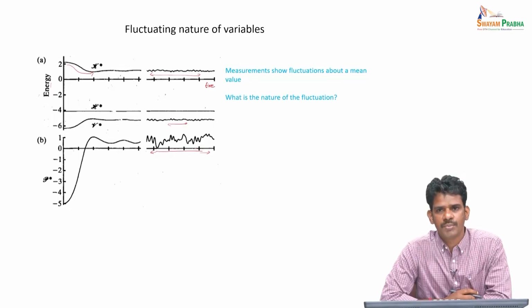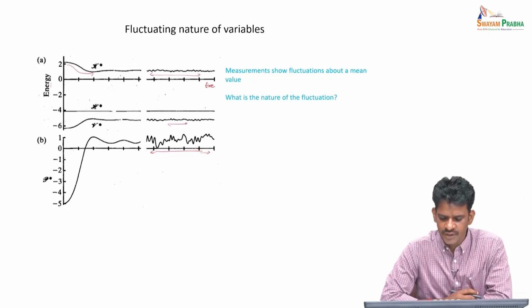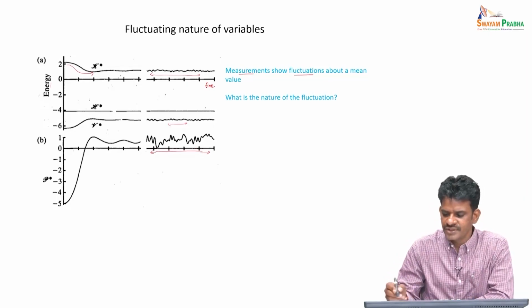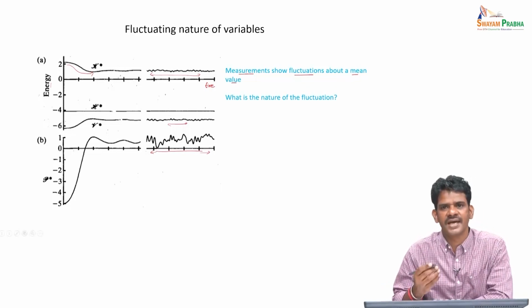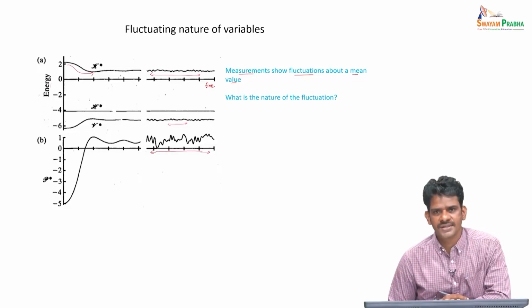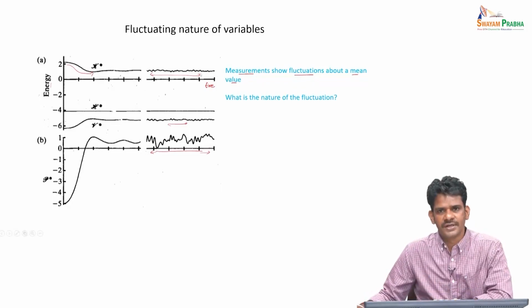Regardless of which property we want to measure in MD simulations, we often find that any such measurement shows fluctuations about a mean value. That is very characteristic of an MD simulation result. Now the question you would like to ask is, what is the magnitude of these fluctuations and what is the nature of such fluctuations? That is the context of this particular lecture.